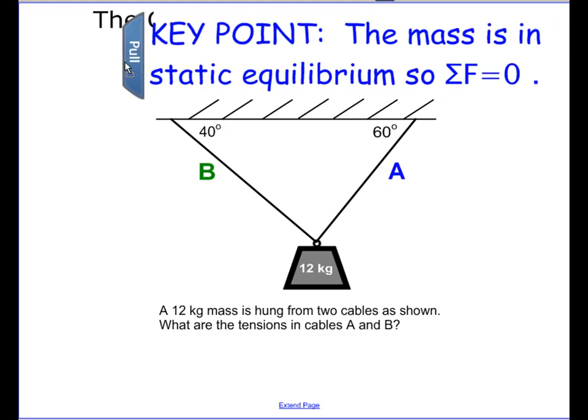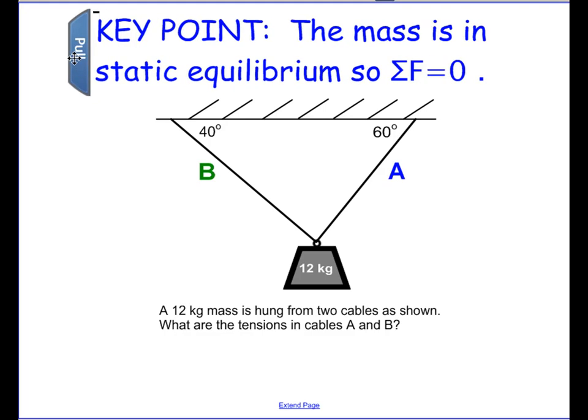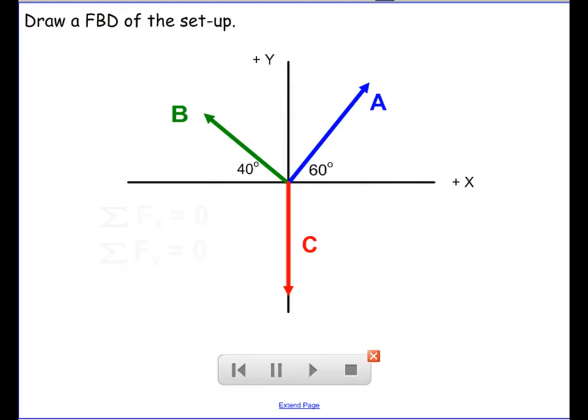And if we pull this out here, the key point is that the mass is in static equilibrium. That implies and means that the sum of all forces acting on it have to equal zero. It's not moving. Therefore, the sum of the forces is equal to zero. First thing you should do when you do one of these problems is to draw the free body diagram.